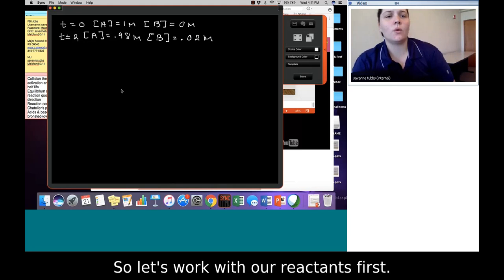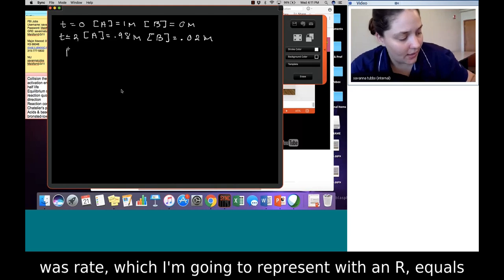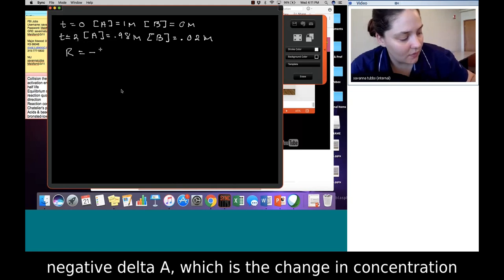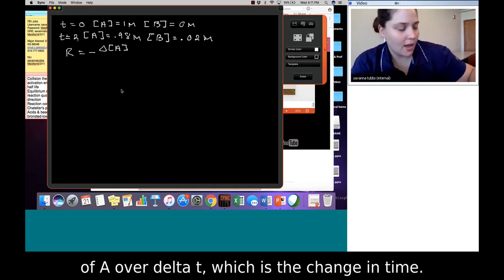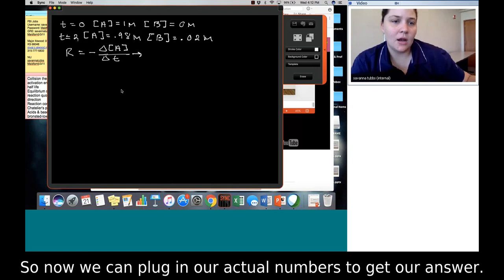So let's work with our reactants first. Our equation using our reactant information was rate, which I'm going to represent with an R, equals negative delta A, which is the change in concentration of A, over delta T, which is the change in time. So now we can plug in our actual numbers to get our answer.